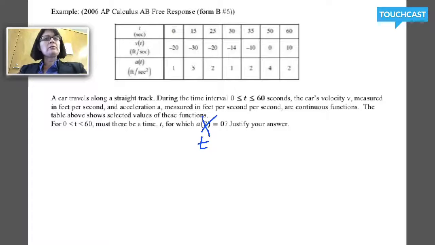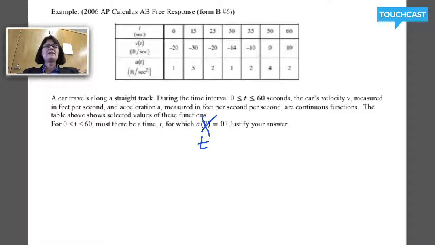Okay, so here's what we have. We have a car that's going along a track. We know that the only information we have happens between time 0 and time 60. We know some values of the car's velocity, and we know some values of the car's acceleration on that time interval, 0 seconds to 60 seconds. We know both acceleration and velocity are continuous. We know the acceleration exists, so that means the velocity must be differentiable because its derivative exists. And the table above shows selected values.